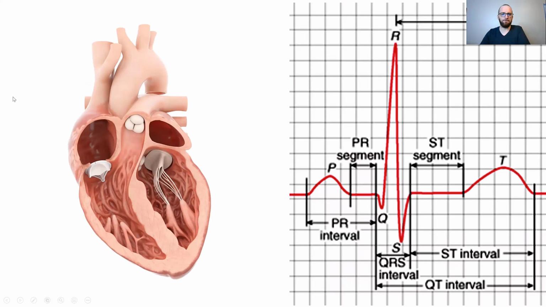All right, so here it is again. I'll take a quick second and draw my structures back in as we go. There's my SA node up here in the right atrium. And this is what a normal, good sinus-looking complex is. We'll review back through all of it.